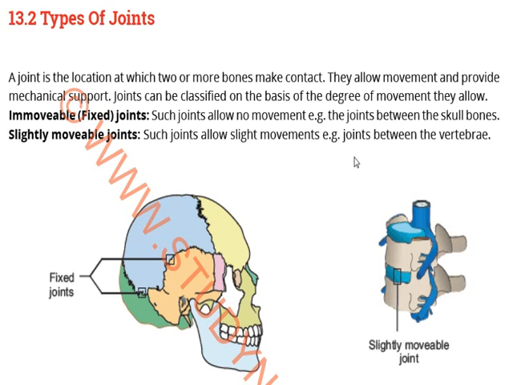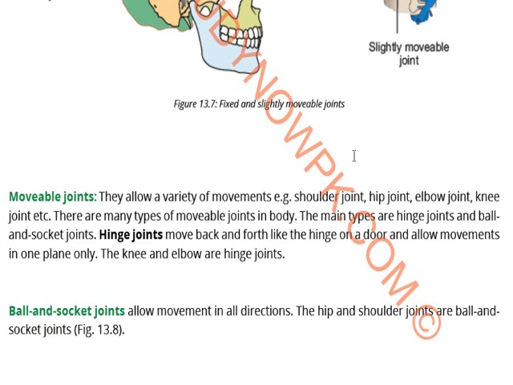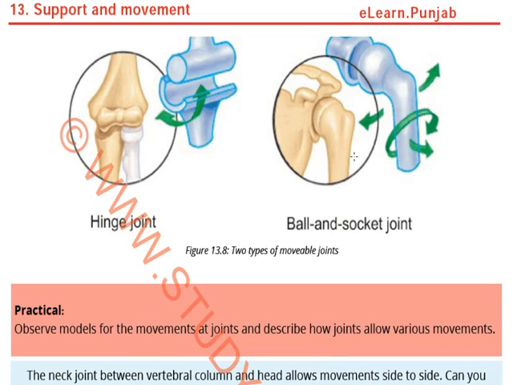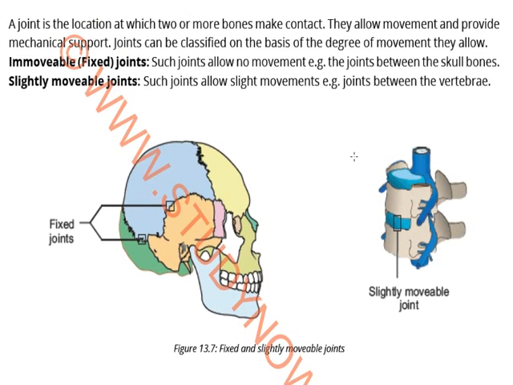Immovable joints, which are also known as fixed joints, slightly movable joints, and then movable joints, and ball and socket joints also. If you see some of the joints, they cannot be moved. For example, the joints of the skull bone are fixed joints which cannot be moved at all. And slightly movable joints are the joints present in the vertebra, which can be moved to a certain degree, and not more than that.